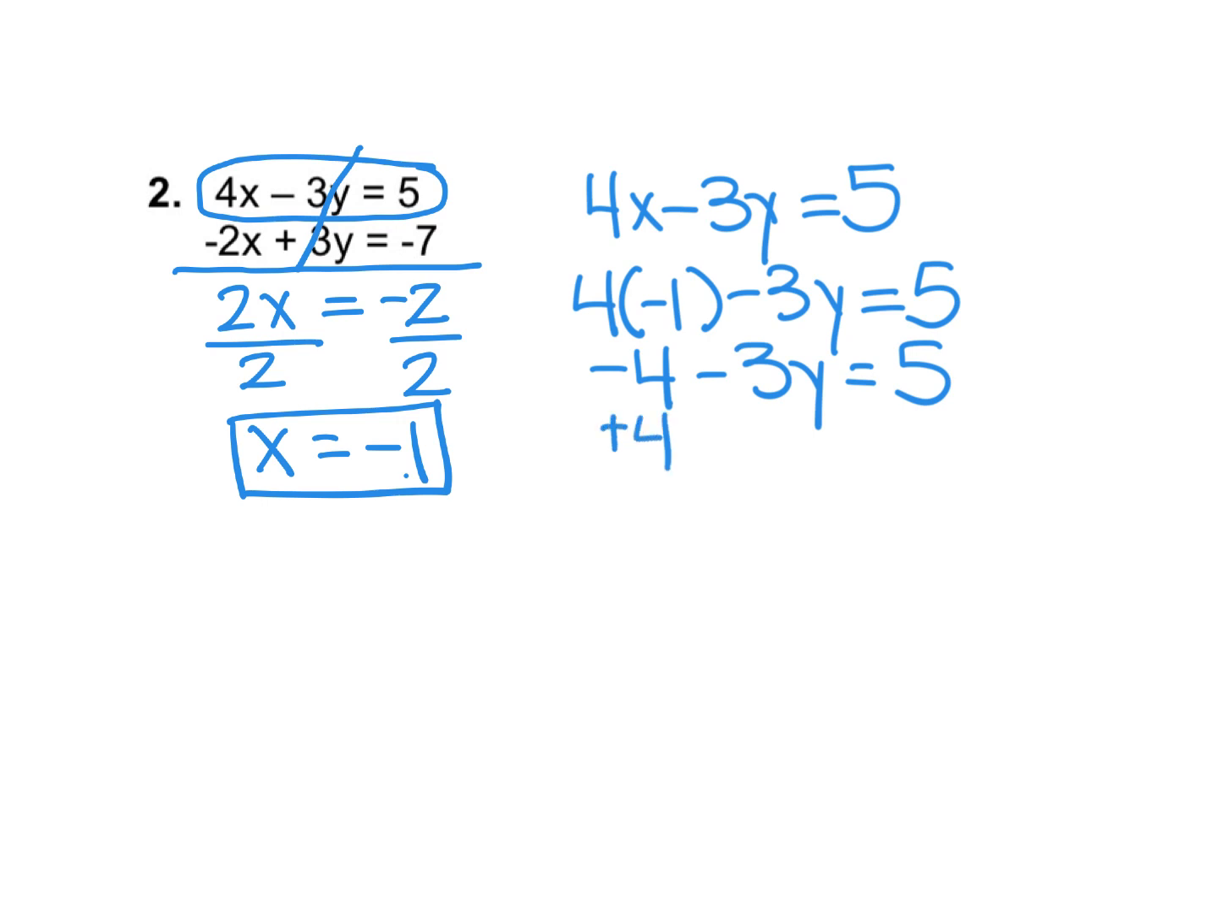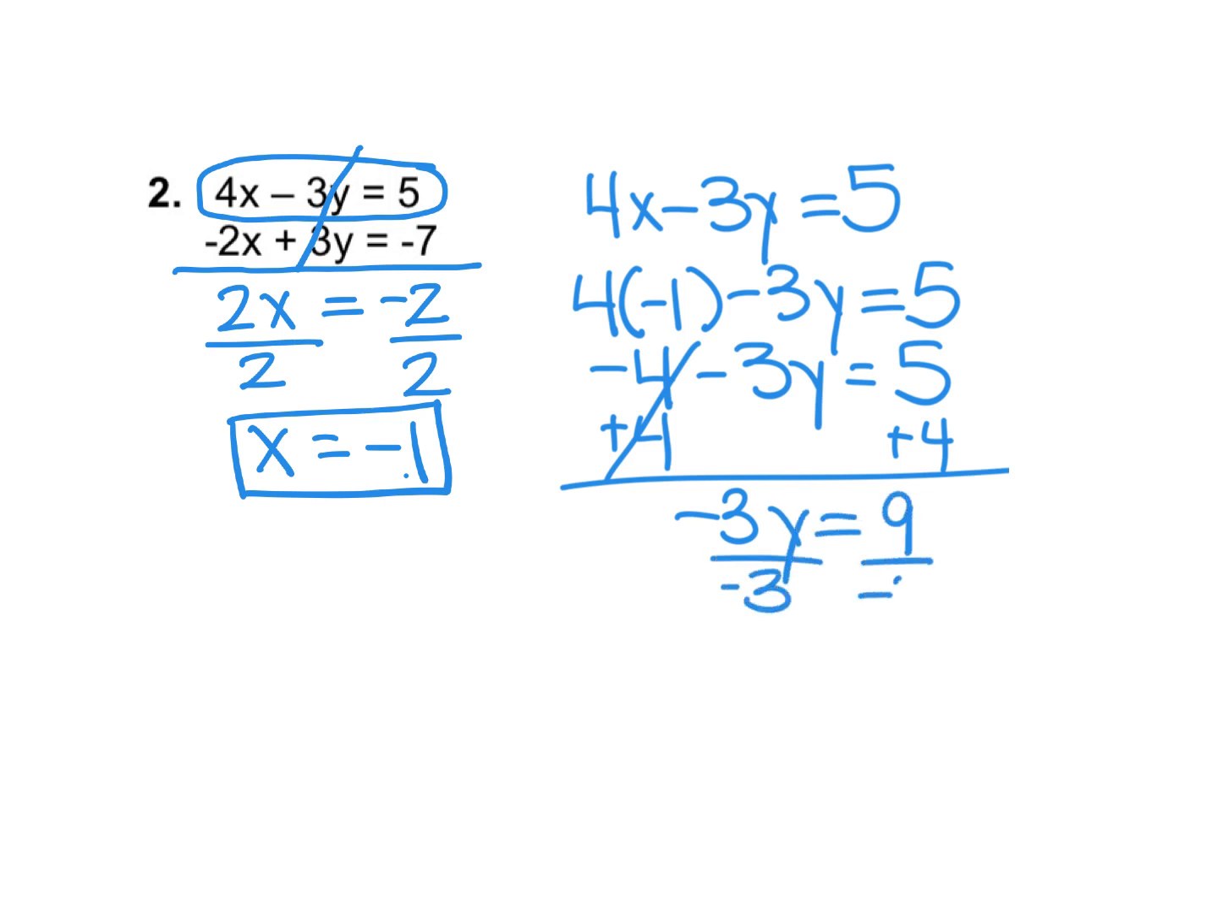We're going to add the 4. And negative 3y is equal to 9. And then we're going to just divide by negative 3. And so y is going to be equal to negative 3. So the solution to this system is that they're going to cross on the coordinate grid at negative 1, negative 3.